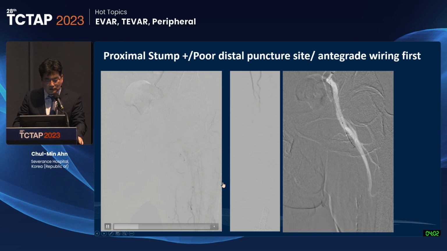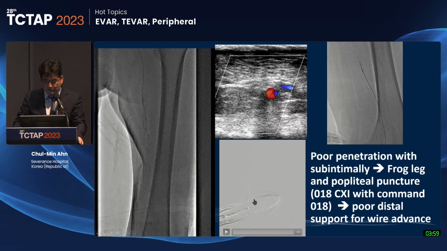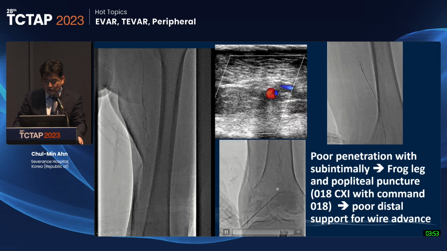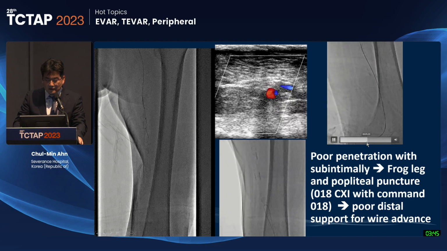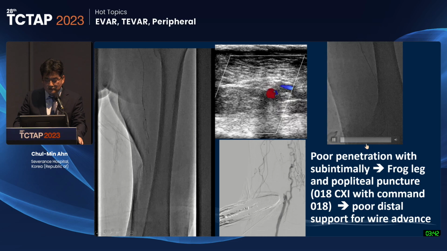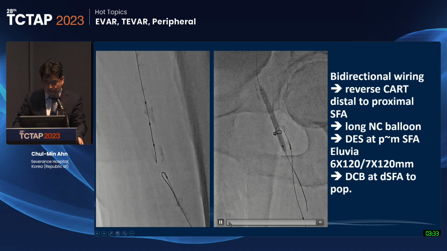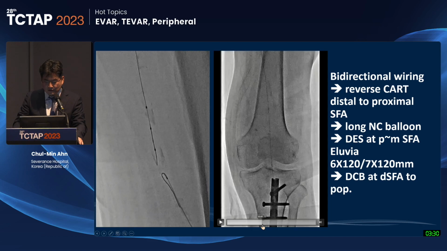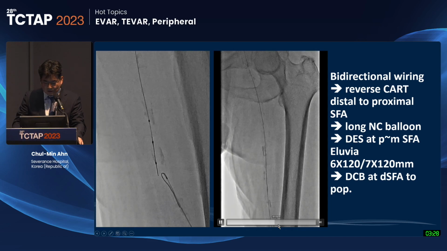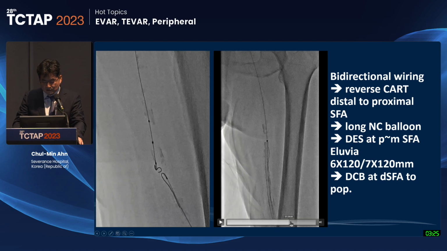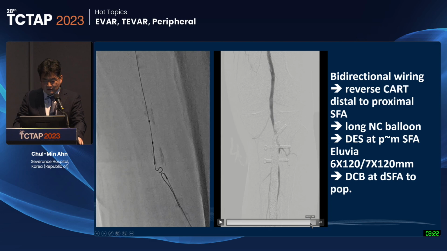Then we changed to distal puncture with ultrasound. It has a very short landing zone. However, we changed to the frog leg position, and then 0.014 based retrograde wiring was performed. Then proximal and distal reverse CART technique was performed using the calcification marker. Finally, ballooning of the proximal portion made wiring to the proximal portion possible. Then balloon and stenting, DES, was performed, followed by the final angiogram.